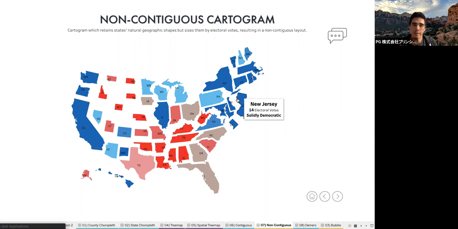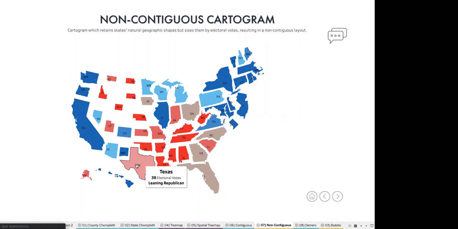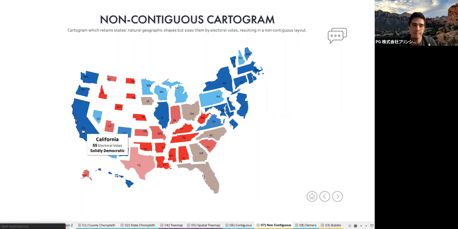So California is quite large, New York is quite large, Florida's gotten larger. Texas is a little bit smaller because Texas actually has fewer votes than California, 38 to 55. So Texas shrunk a little bit. New York has 29, right? So New York grew.